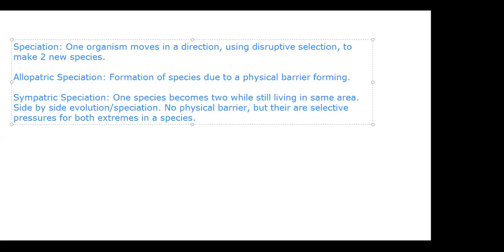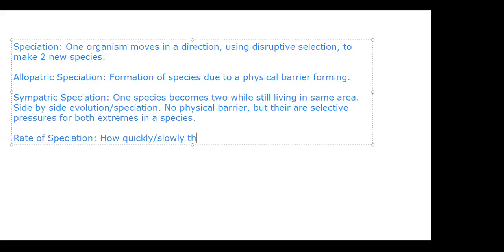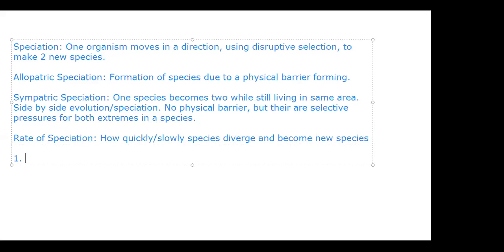Okay. So then we just have two things here. We have the rate of speciation. There's two kinds of theories that we have on the rate of speciation. This is how quickly or slowly species diverge and become new species. The two theories here are, first, gradualism.